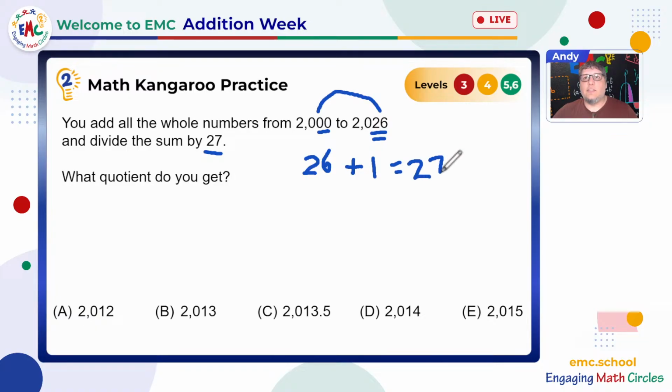So yes, indeed, this is an average. So we're looking at how do averages work.